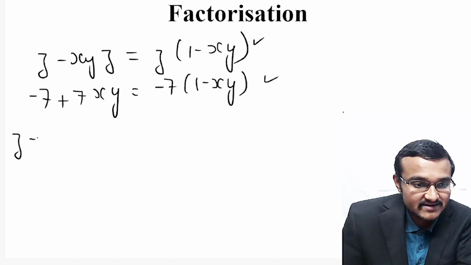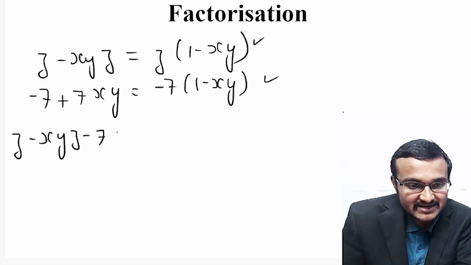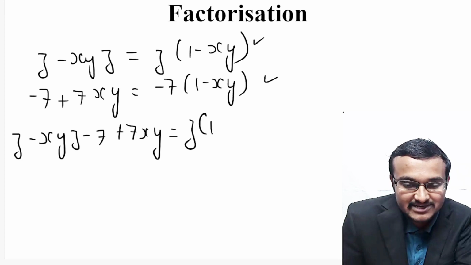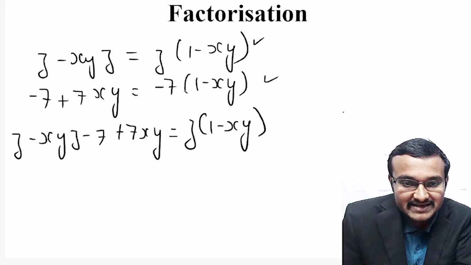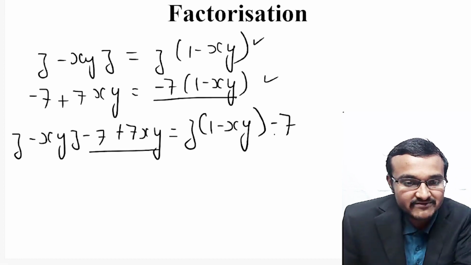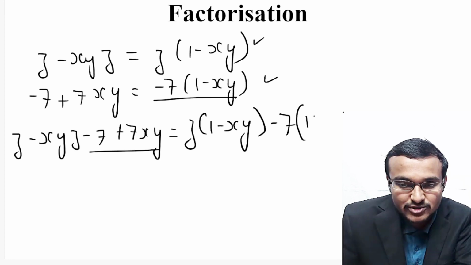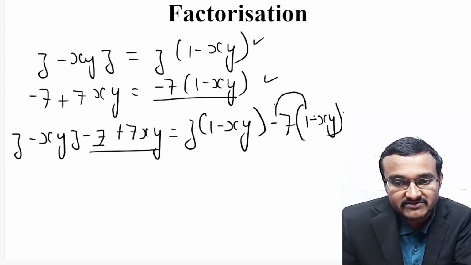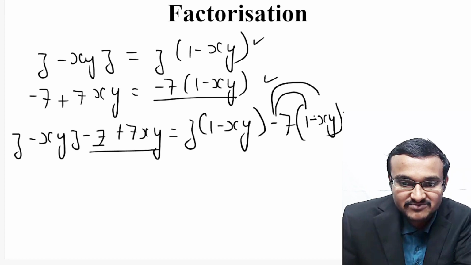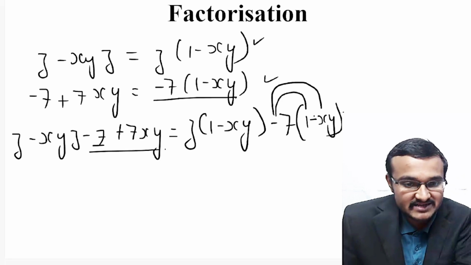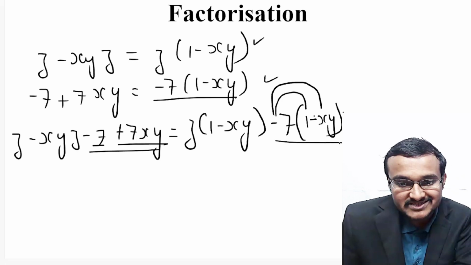Now we will substitute that. So z minus xyz minus 7 plus 7xy, this is the equation which they have given. This can be written as z into 1 minus xy minus 7 into 1 minus xy. Here you can see when minus 7 is multiplied with 1, it will become minus 7. When this minus 7 is multiplied with this minus xy, it will become 7xy. Minus into minus will be plus. So plus 7xy we get, that is this particular term. So this is actually correct.